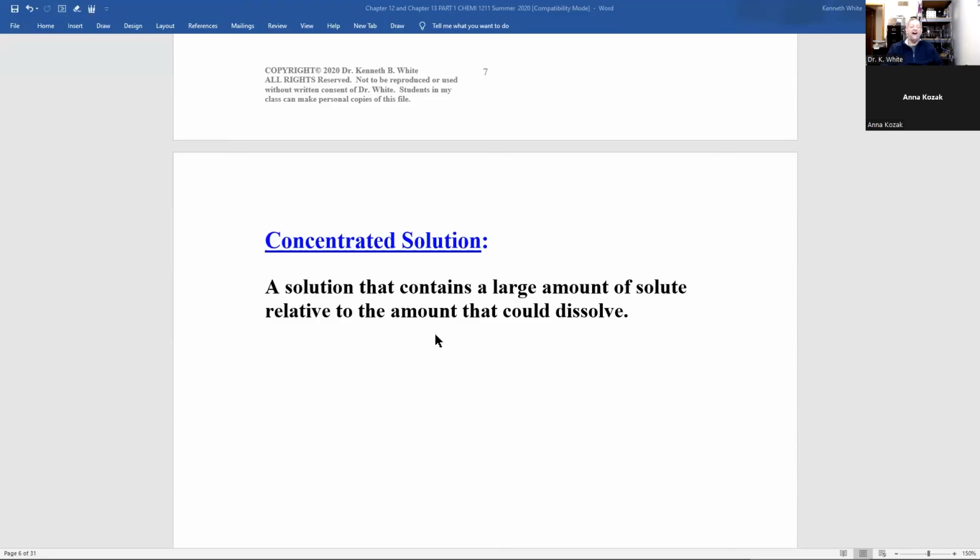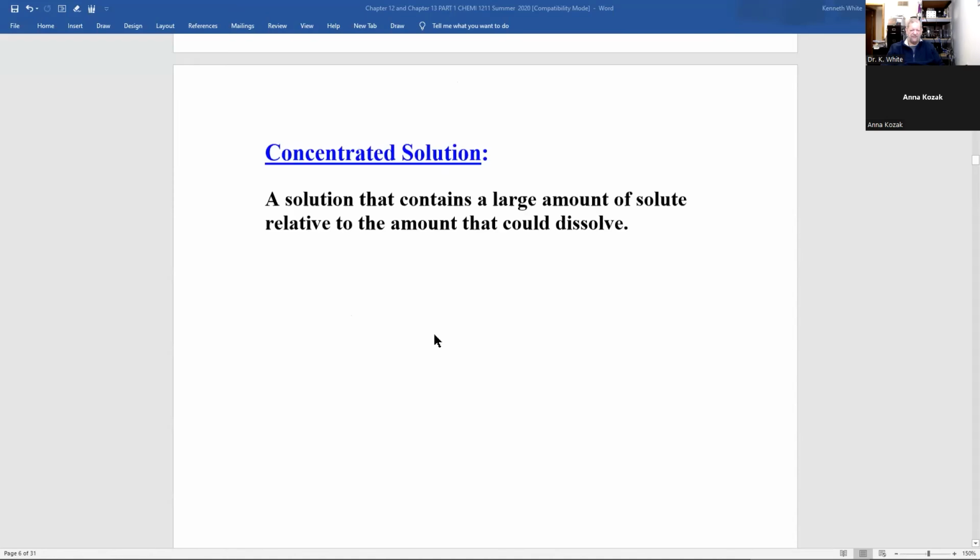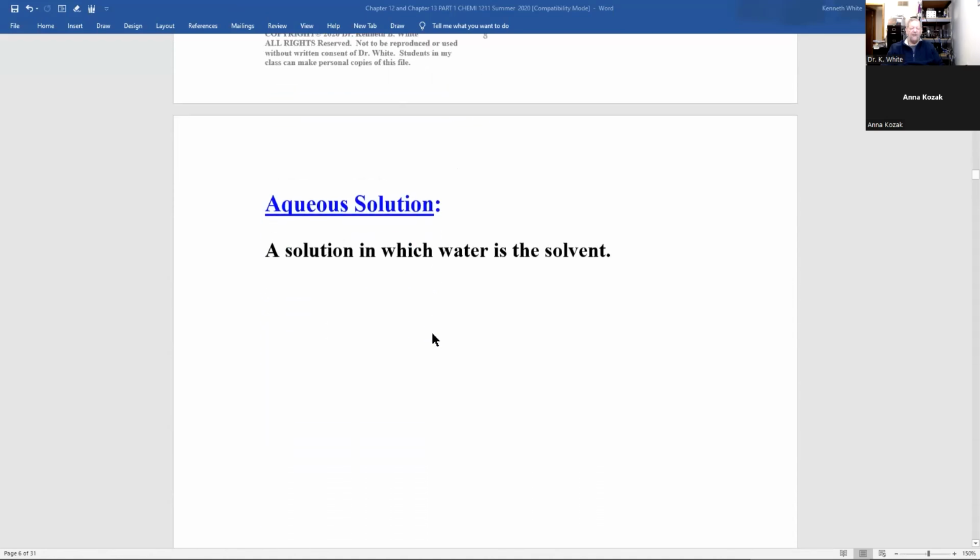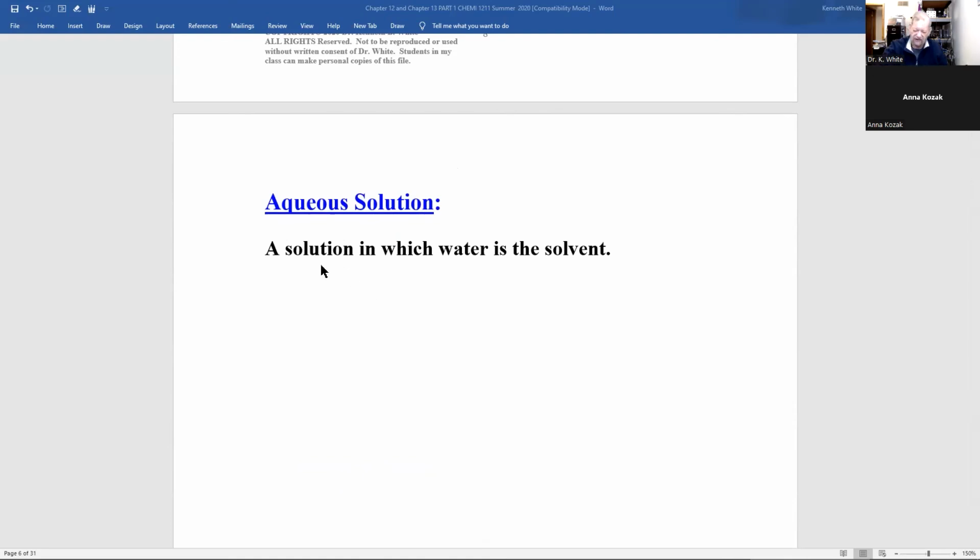So you can have a concentrated solution. Now, probably the most important one I can talk about is an aqueous solution. And you should really know this.